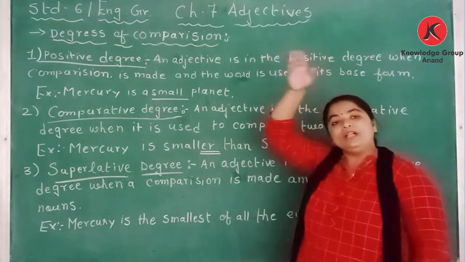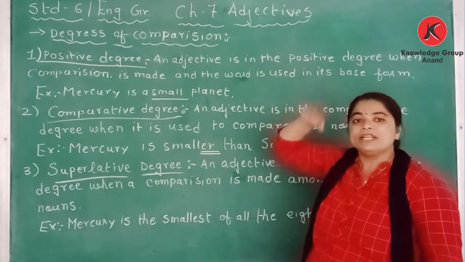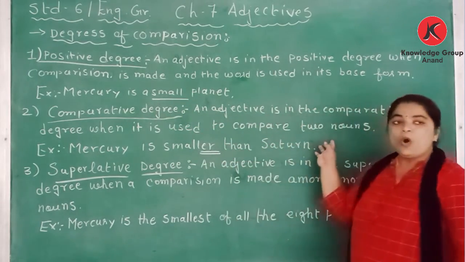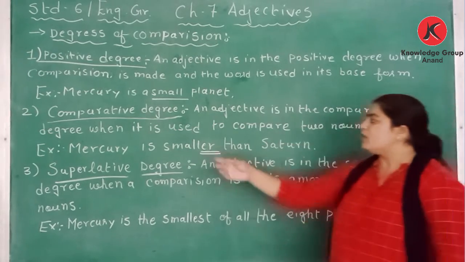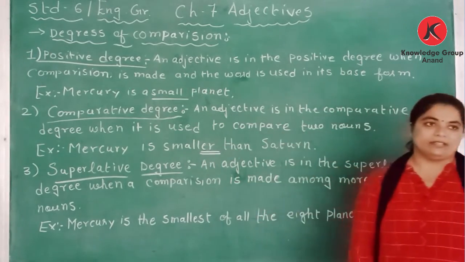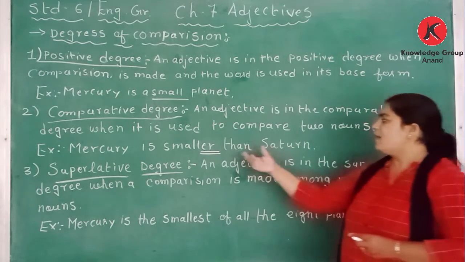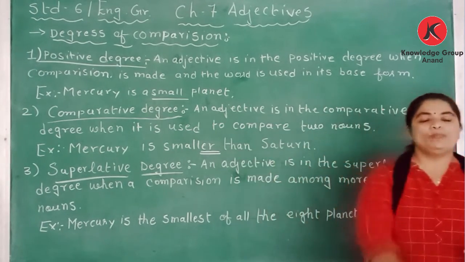Among all, the comparison we have made, but the degree is used in the positive form. Here, among all the planets, we find out that Mercury is smaller than Saturn. Again, Mercury is smaller. The comparison is made between two planets.